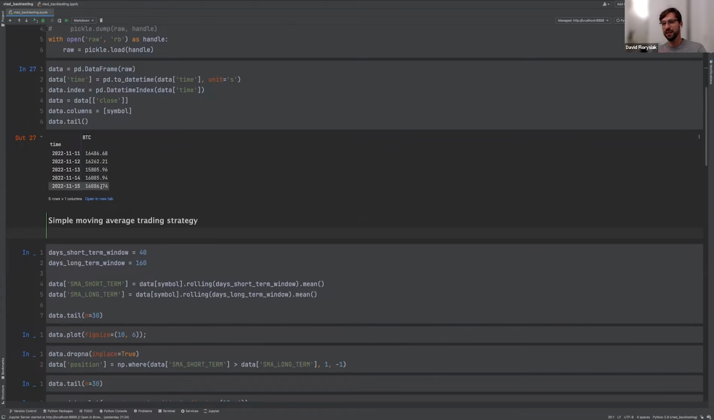So this is not the current price. I think I downloaded this morning. But this is the prices, this is the timestamps, right?